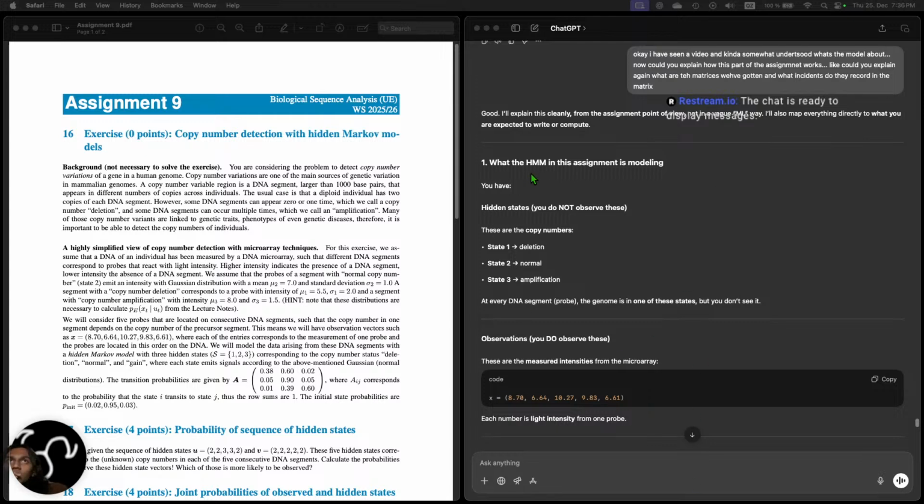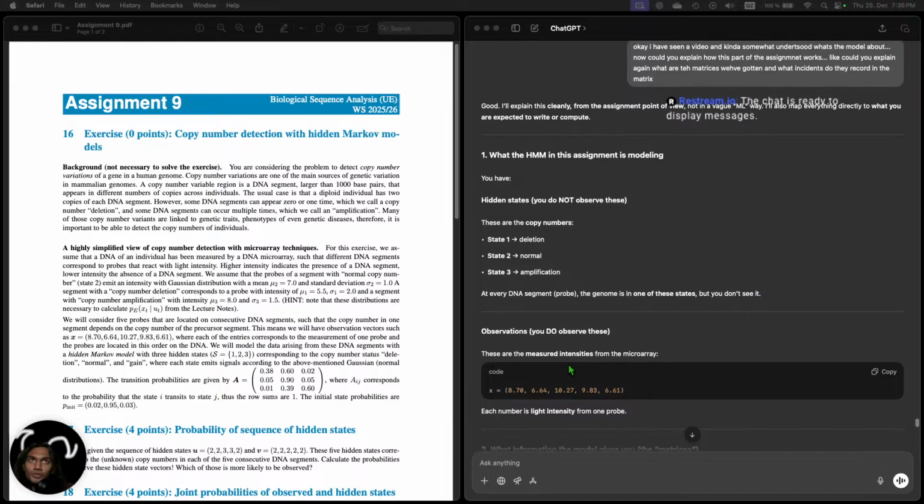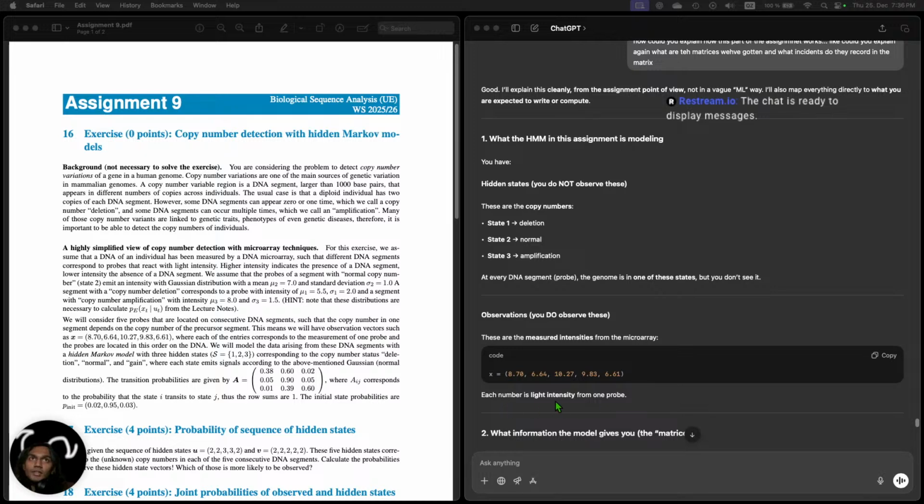So, what the HMM in this assignment is modeling. These are the copy numbers: deletion, normal, amplification. At every DNA segment, the genome is one of these states, but you don't see it. Okay. These are measured intensities from the microarray. Observation, you do observe these. Each number is a light intensity from one probe. I'm a bit confused on what the probe is.